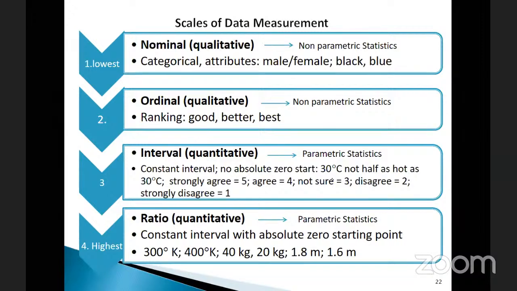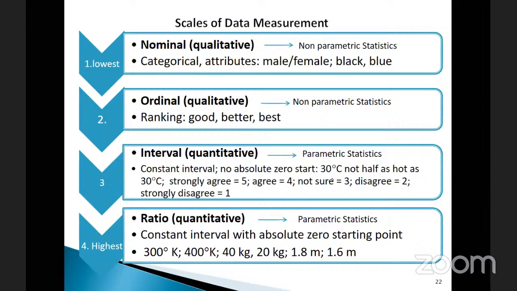Nominal is qualitative, and we normally use non-parametric statistics when we're analyzing them. Nominal data are categorical data. They simply give you attributes. They don't tell you the direction or quantity. Male, female, which one is bigger? We don't know. Black, blue, white, which one is bigger? We don't know. It's just to categorize them.